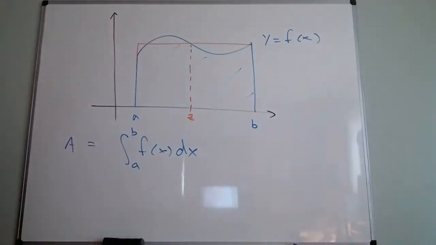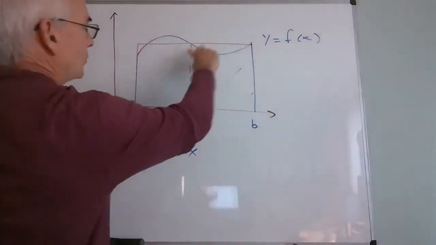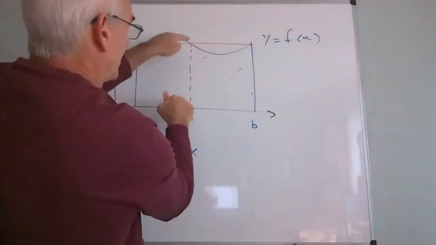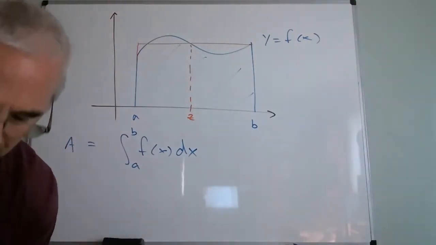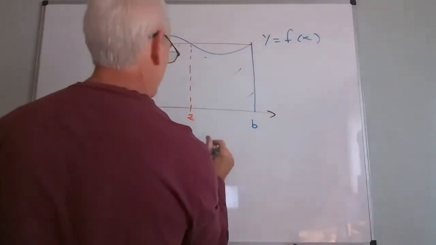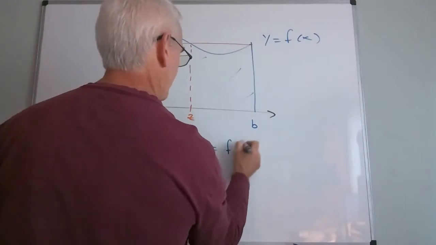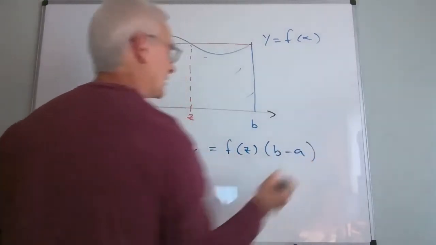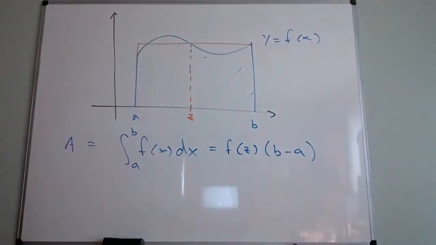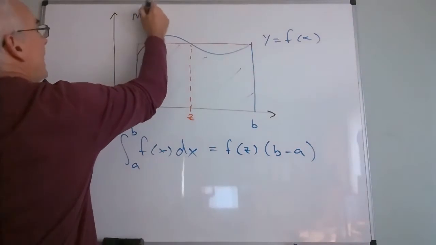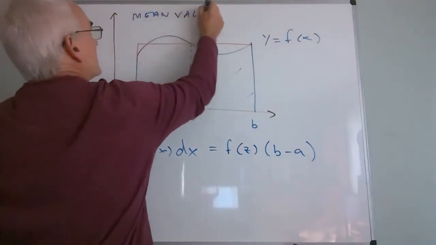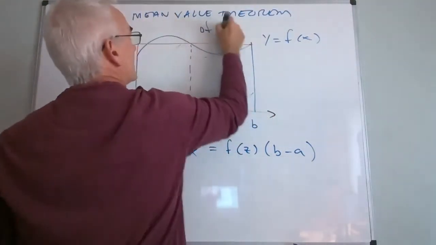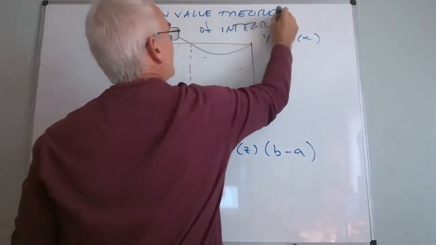There must be at least one place. Now, in my picture, there's a few, but there's at least one place where if I multiply the base times the height, I will get the exact same value as the integral. So in this picture, that's f of z times the width of the interval, which is b minus a. This is called the mean value theorem of integrals.